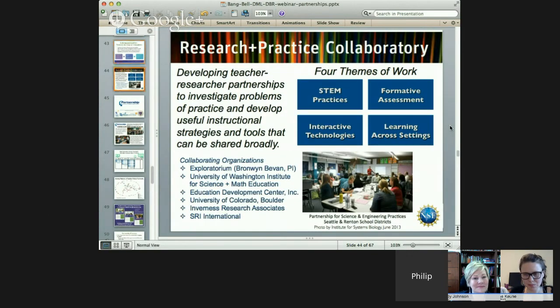So I'll stay at a little bit higher level. We've been funded by the National Science Foundation to basically transcend the research to practice paradigm of work, where we know that the gulf between research and practice needs a different approach. And so we're able to explore teacher-researcher partnerships to collaboratively investigate problems of practice and to develop strategies and try them out and refine them that might be useful locally and more broadly. And we're doing that in collaboration with our partners shown there across those 4 themes of work.